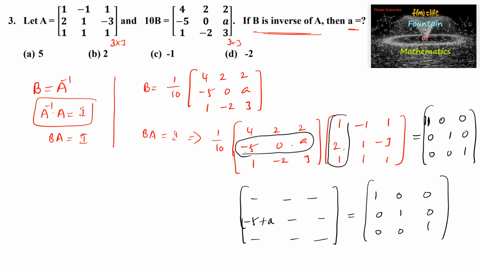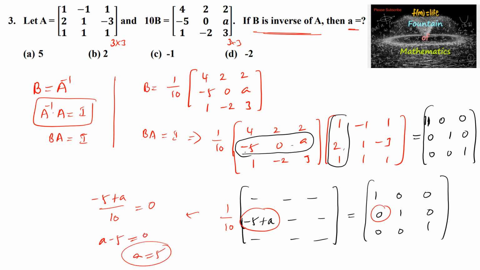And here we can say that by comparing, 1 upon 10 times (minus 5 plus a) is equal to 0. So minus 5 plus a upon 10 is equal to 0, or a minus 5 is equal to 0. So a is equal to 5. So the value of a can be taken as 5. So option A.